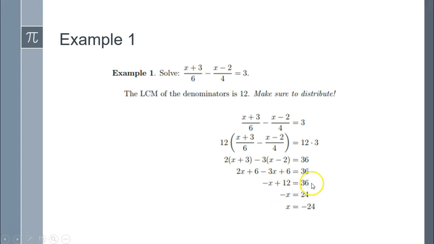I want to get all the numbers on one side, all the letters on the other. So I subtract 12 from both sides and I get negative x equals 24. Students often get confused when you see this. You're almost there, but not quite. So if the opposite of x is 24, if you divide both sides by a negative 1, you'll get x is negative 24. So this is telling you the opposite of x. Your task was to find x, so you have to finish by doing that division by negative 1.